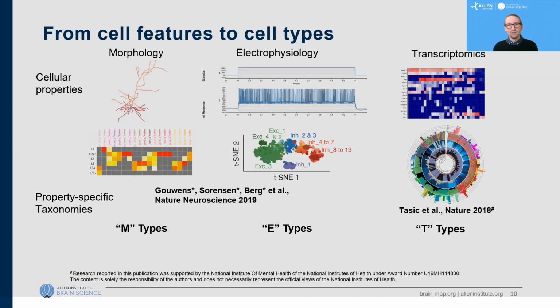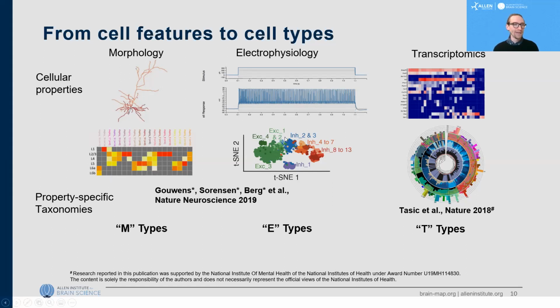So with each of these modalities alone, we can run different varieties of clustering procedures to create property-specific taxonomies in each modality. And so if we run a clustering on morphology data and determine several groups of interneurons as shown in this illustration, we call those M types, so morphology-driven types.